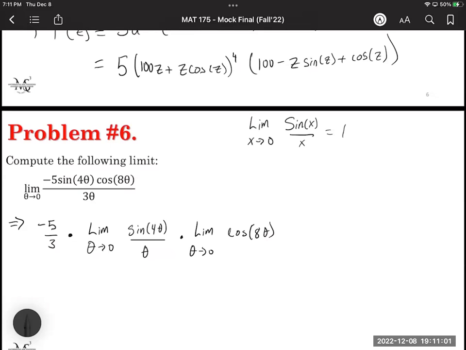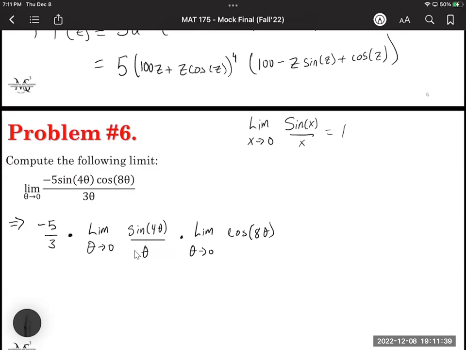Now, if I want to use my special limit to say that sine of x over x in that form goes to 1, then whatever's inside the parentheses must match whatever's in the denominator. Inside my parentheses, I have a 4 theta, and in my denominator, I have a theta. They don't match, unfortunately. Algebraically, you can make them match. If I want to make a matching pair here, in my denominator, what should I place in front of the theta? A 4. Yeah, that's right.